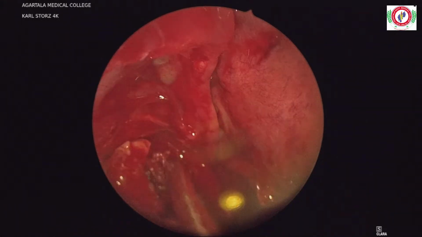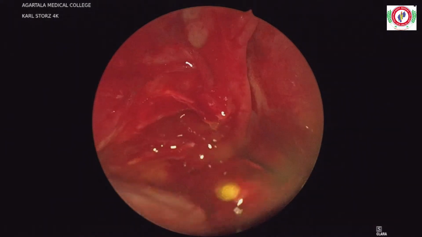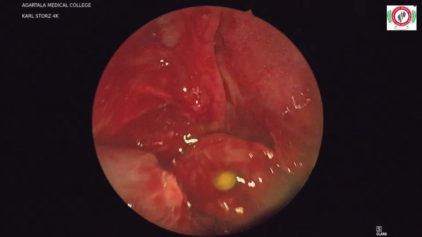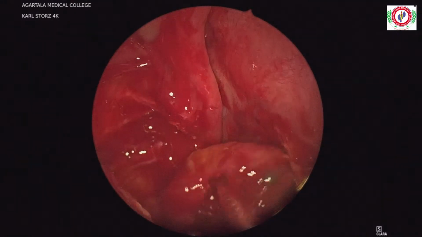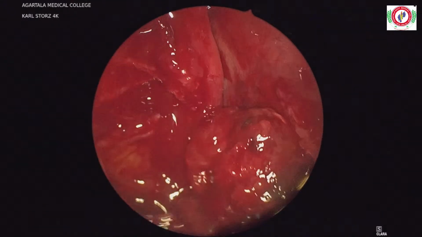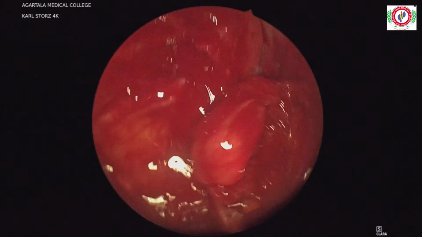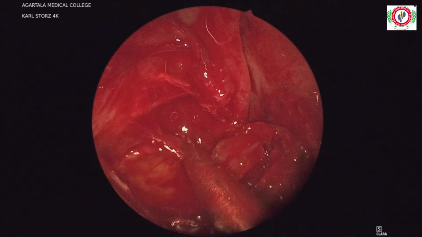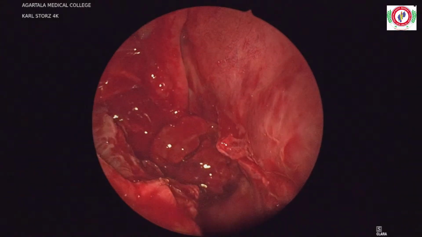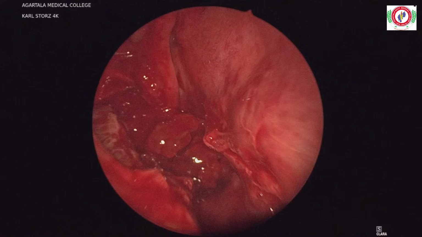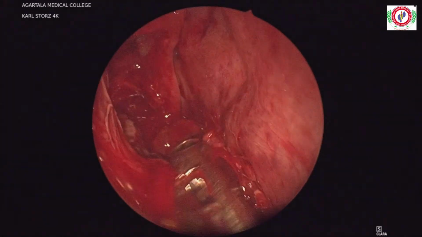It was completely widened medial wall by the tumor. That is why even pre-operatively we suspected that this is not a case of simple polyposis or FRS, it's a case of some tumor mass in the nose. Alright, so it can be inverted papilloma. So looks like inverted papilloma to me.